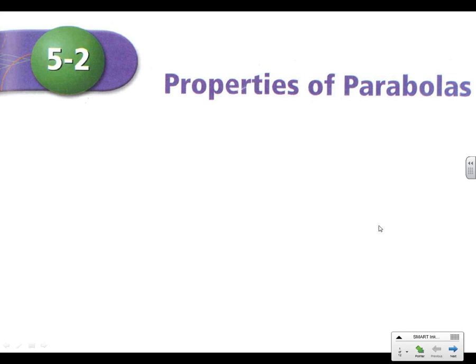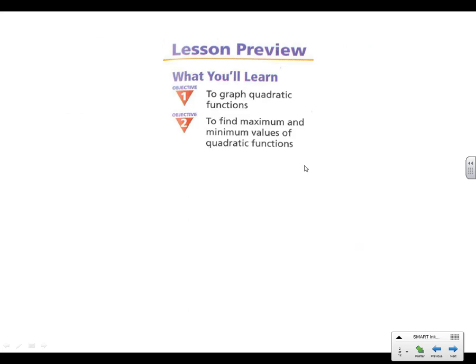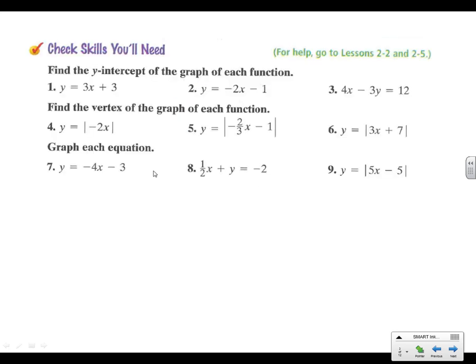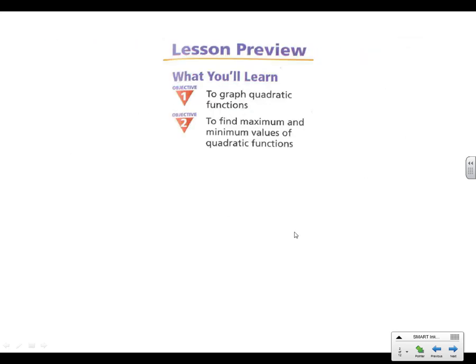All right, let's get started with 5.2, properties of parabolas. So what we're going to look at, first we're going to be able to graph them, and then we also need to be able to find the maximum and minimum values. So two specific things we're looking at here. You'll notice there's no new vocab, so everything that we're talking about we've talked about before, just two specific new things that we're looking for in terms of answers.